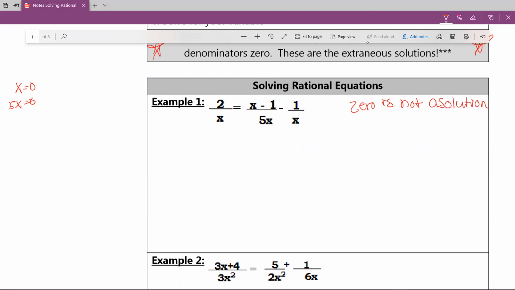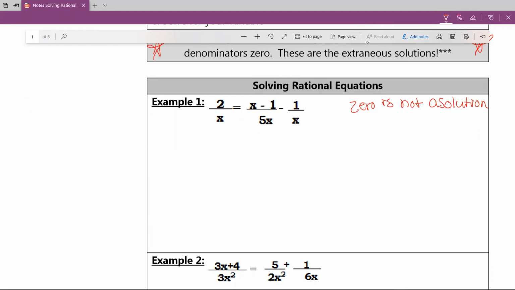So when we're done solving, we need to double check and see if any of our answers fall in the things we know cannot be a solution. If they do, we call it an extraneous solution. It doesn't mean we did anything wrong, it's just that answer, while we did all the work right to get it, isn't going to work.